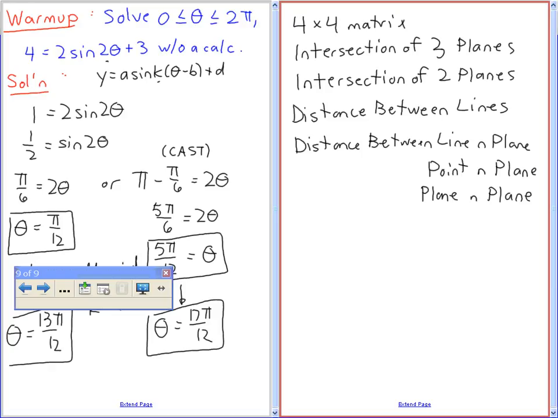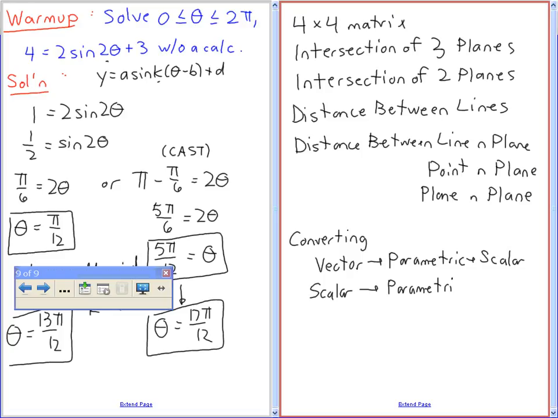What else? Line and plane, plane and plane. What else? Converting from vector form. You have to do both vectors together. You keep it back together. Give us a line.